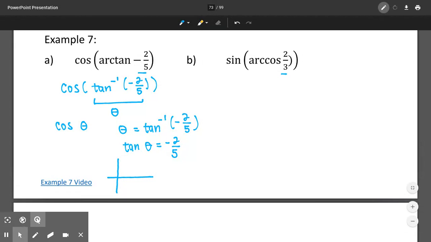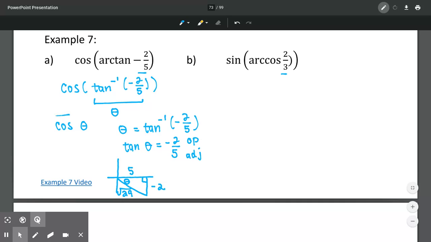So let's think back to when we were drawing triangles. The tangent is the opposite over the adjacent. So what we can do is we can actually draw a triangle. If tangent's negative, it's going to be in the fourth quadrant, where the opposite side is negative 2 and the adjacent side is 5. And so then the hypotenuse, using Pythagorean theorem, is the square root of 29.